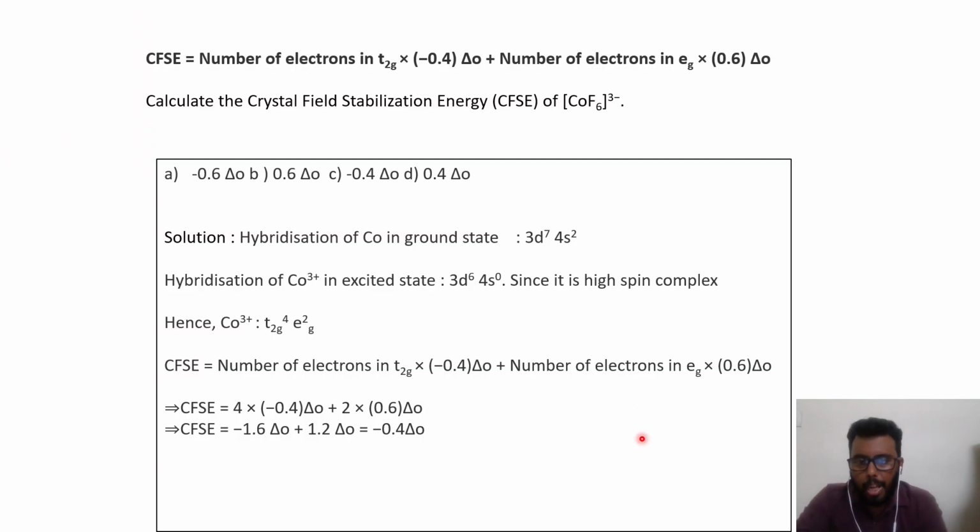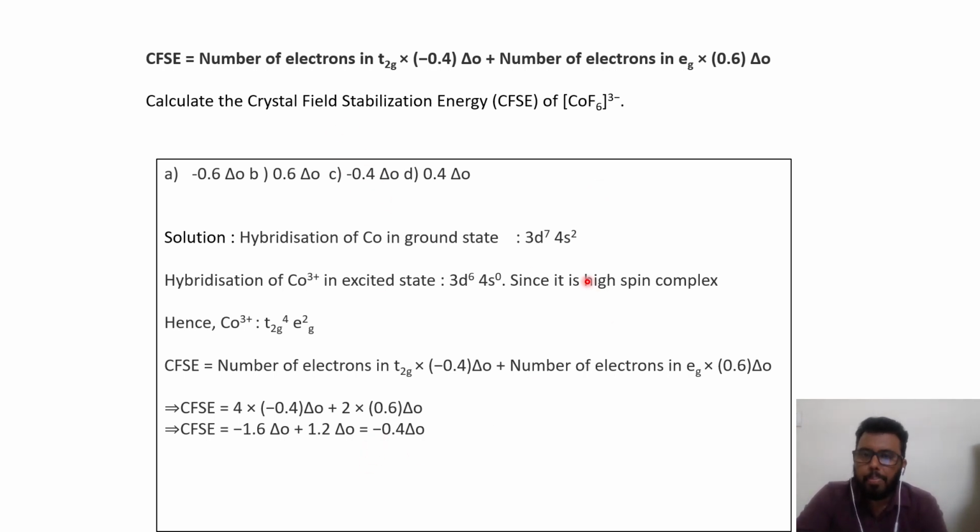So this is the detailed calculation for the crystal field stabilization energy. This is the formula: number of electrons in T2G times minus 0.4 delta O, plus number of electrons in Eg times 0.6 delta O. They will ask you to calculate the crystal field stabilization energy for COF6 3 minus. So cobalt will be in +3 oxidation state. Am I right? And fluoride is a weak field ligand. These are the two things you have to remember when you see a complex. And they will give you an option like this. What is the answer? The answer will be minus 0.4 delta O.